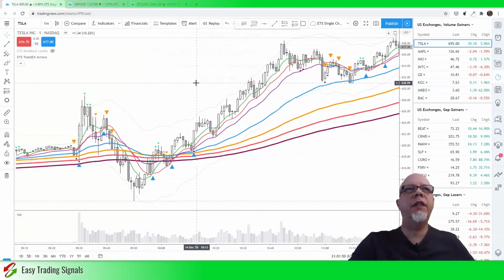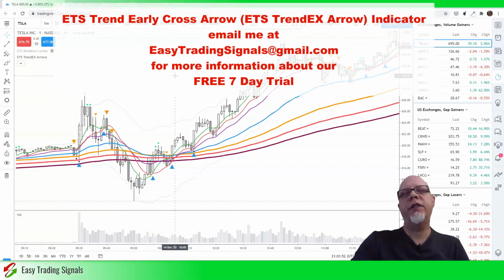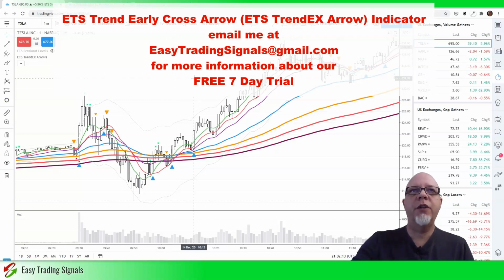So that's what this indicator is about. The ETS trend early cross arrow, and I hope that it will help you to trade better. If you're interested, like I said, there's a 7-day trial, so please go ahead and make use of that. Try it out for yourself, see if it's going to work for you. The whole idea behind this is to try and help you to get good entry spots that are relatively safe.